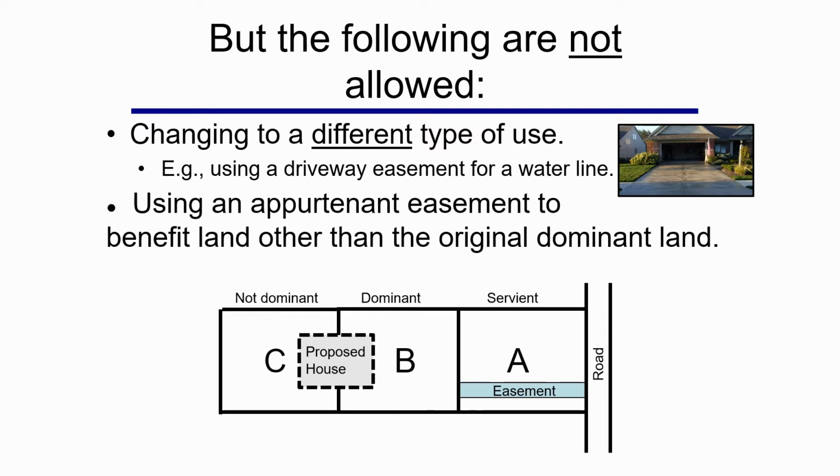B proposes to build a house which is partly on the original dominant land and partly on parcel C, which isn't part of the dominant land at all. Well, what the law tells us is the easement cannot be used to benefit any portion of Lot C or the house that is built on Lot C.